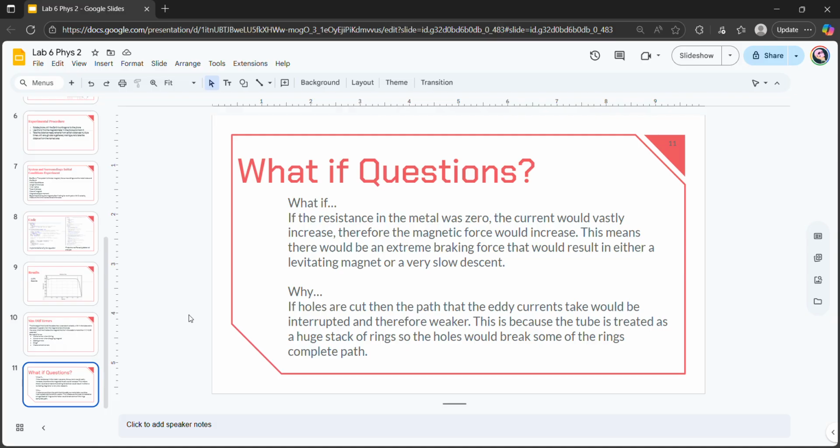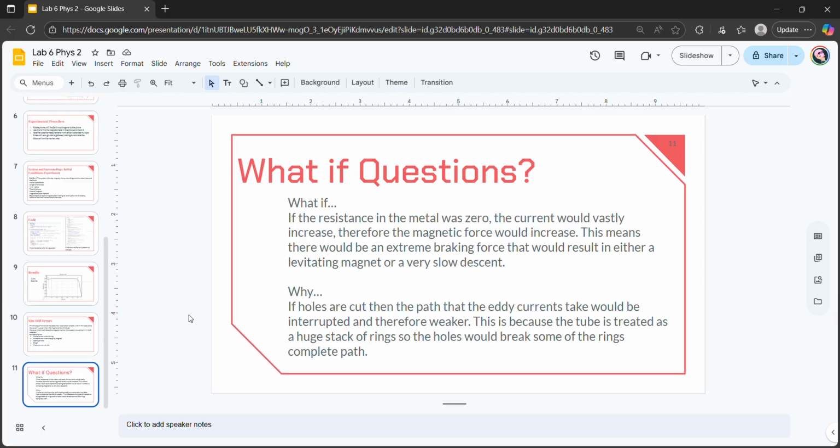The what if questions. What if the resistance in the metal was zero? If the resistance in the metal was zero, then the current would vastly increase. Therefore, the magnetic force would increase. And this means there would be an extreme braking force that would result in either a levitating magnet or a very slow descent. Basically, if the resistance was zero, these eddy currents would be a lot stronger, and therefore the braking force, the force that opposed the velocity, would be a lot larger, and we would approach zero velocity a lot faster.